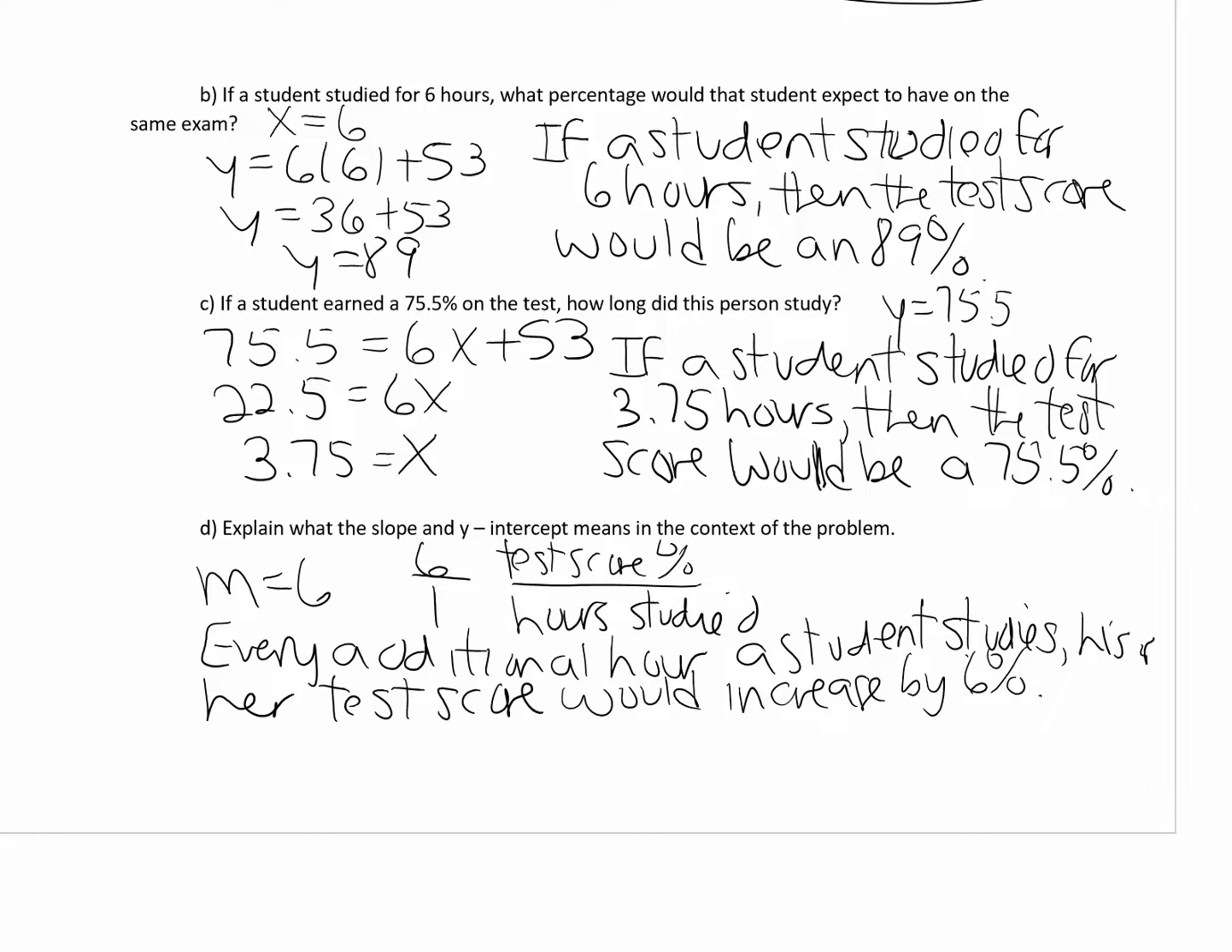Okay, the y-intercept is 53. As an ordered pair, that's (0, 53). Remember, the x is hours studied, the y is the percent. So in other words, if the student does not study for the exam, he or she would expect a 53% on the test. So let's write that out.